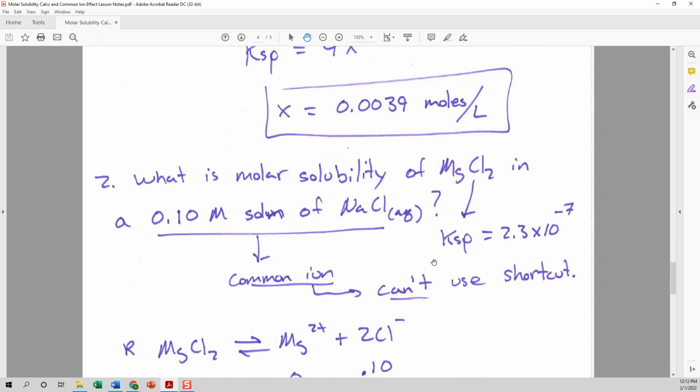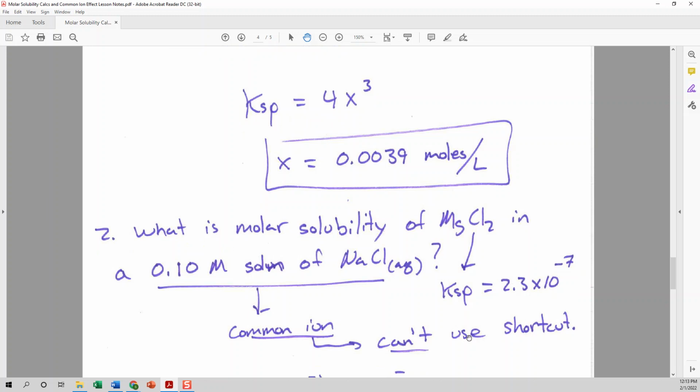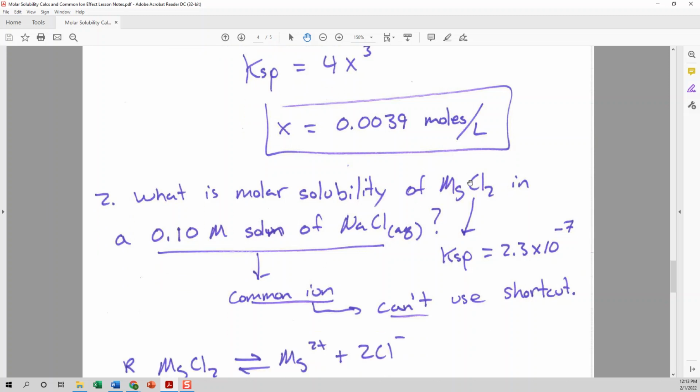But if we look at this question, this is asking, what is the molar solubility of magnesium chloride in, not pure water, but in a 0.1 molar solution of sodium chloride? So we can't use our shortcut. We can't say KSP equals 4x cubed, and you'll see why in a second. We can only use this shortcut to find molar solubility if we're in pure water. So what do we do if we have a common ion? We have to recognize, hey, wait a minute, I'm dissolving magnesium chloride in sodium chloride. We have a common ion. We have chloride.